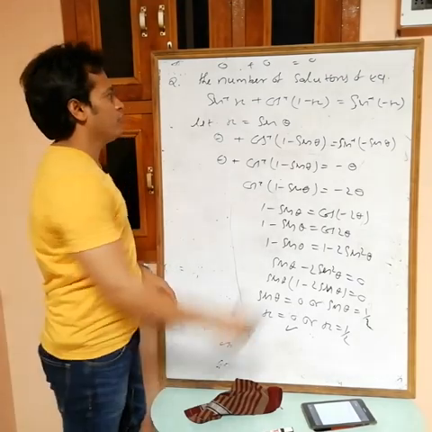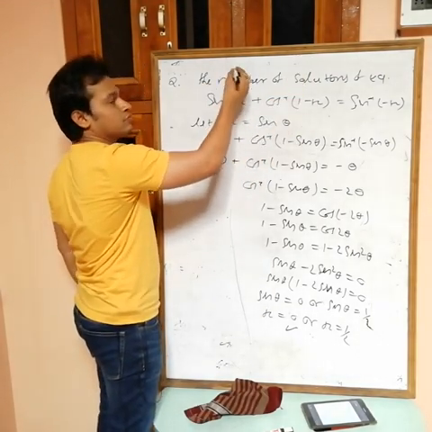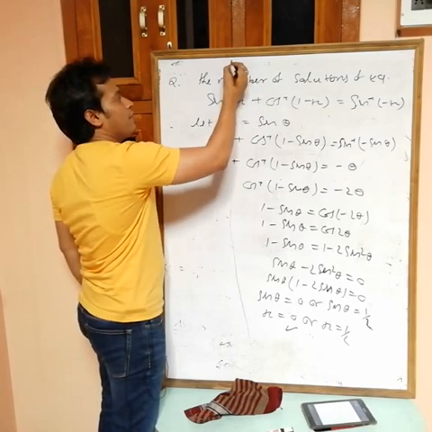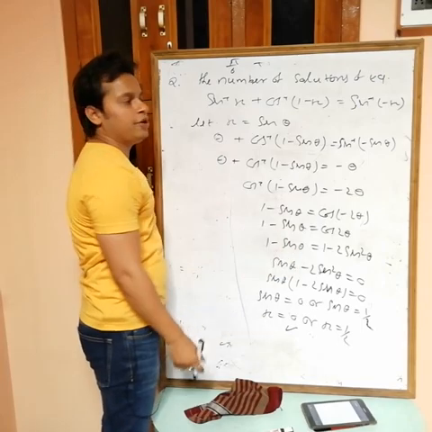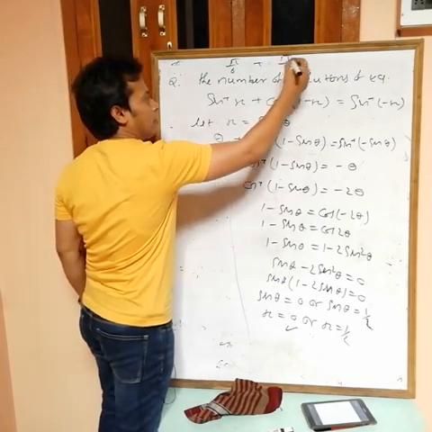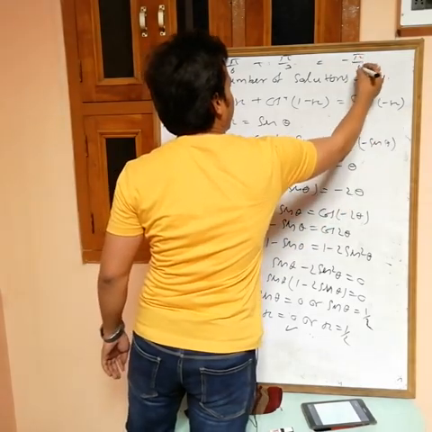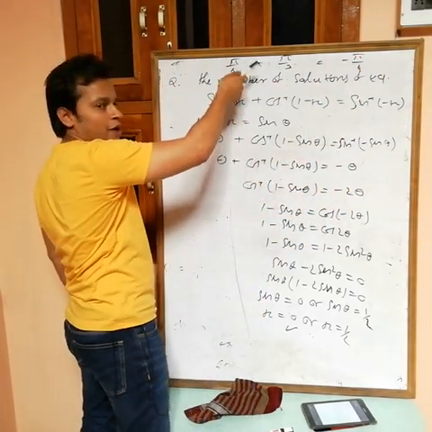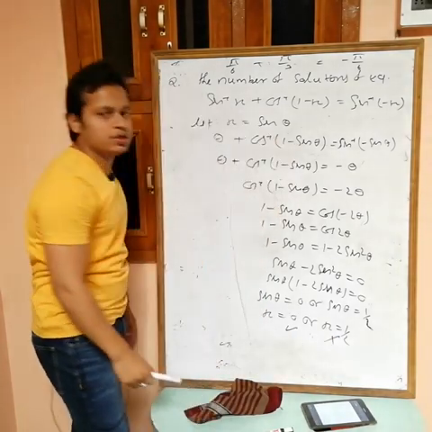Now put x equals 1 by 2. If you put x equals 1 by 2, sin inverse 1 by 2 is pi by 6. Cos inverse of 1 minus 1 by 2, cos inverse 1 by 2, is pi by 3. And sin inverse minus 1 by 2 is minus pi by 6. Now see, this is a positive value, pi by 2, it can't be equal to minus pi by 6. So this one is rejected.